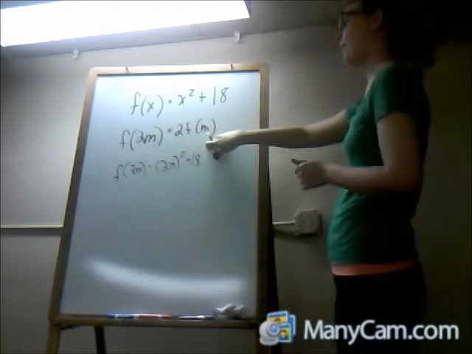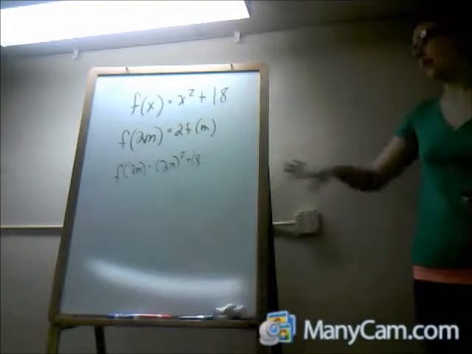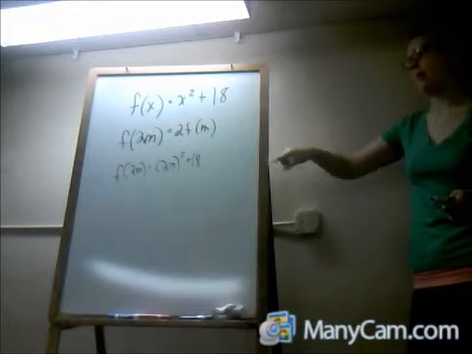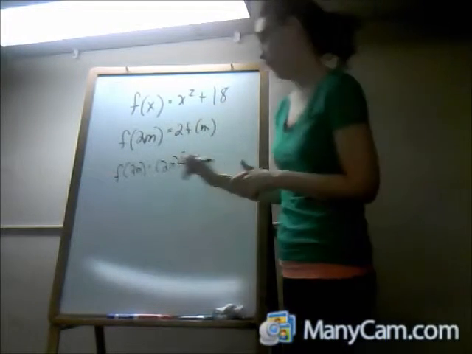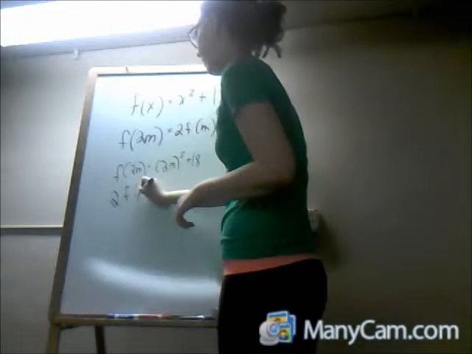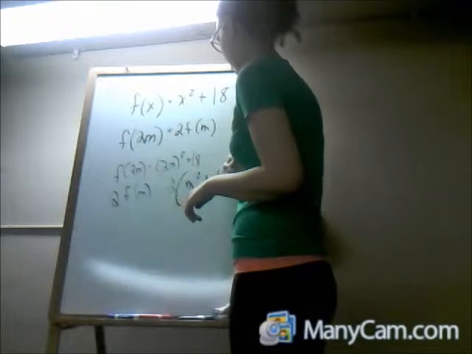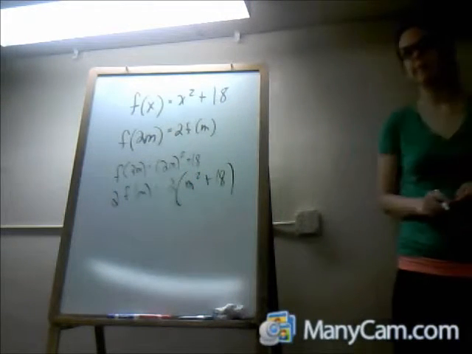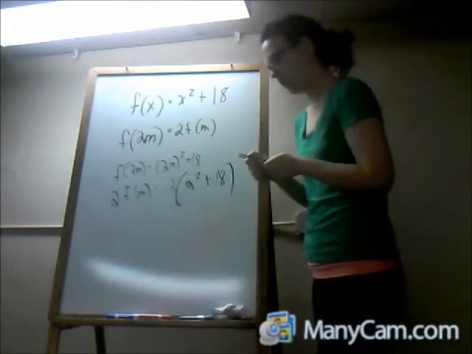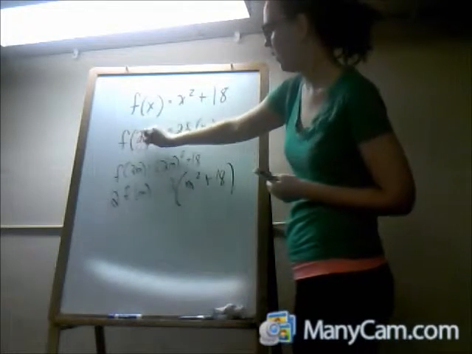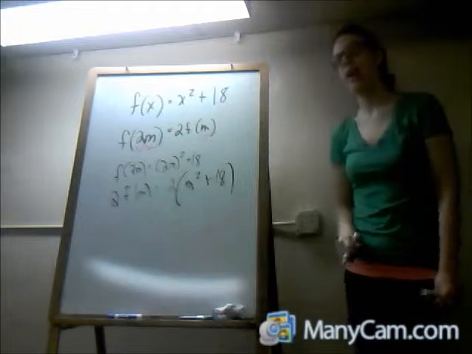And so now, 2f of m is not the same as f of 2m, right? Basically, 2f of m is going to be: we plug in m for x, and then we multiply the whole thing by 2. So I'll show you that. 2f of m is going to be 2 times m squared plus 18. With both of these, we're just taking whatever is supposed to be x and plugging it in everywhere we see x.